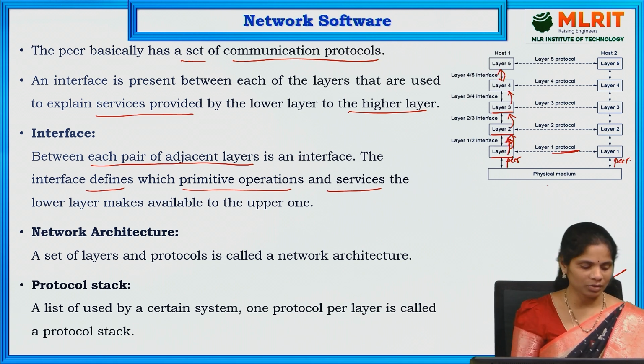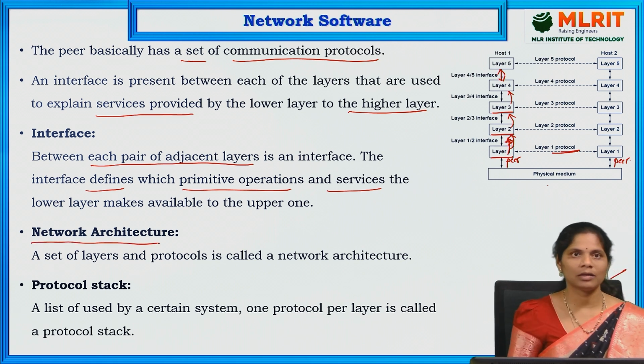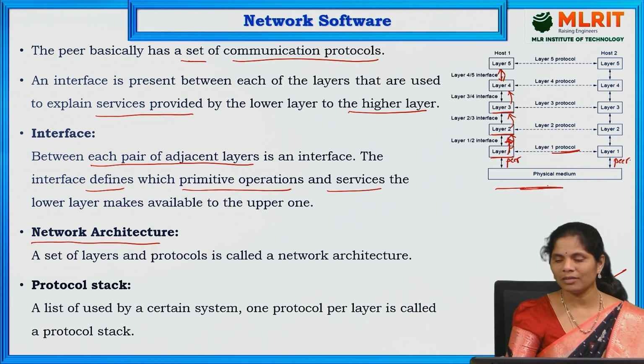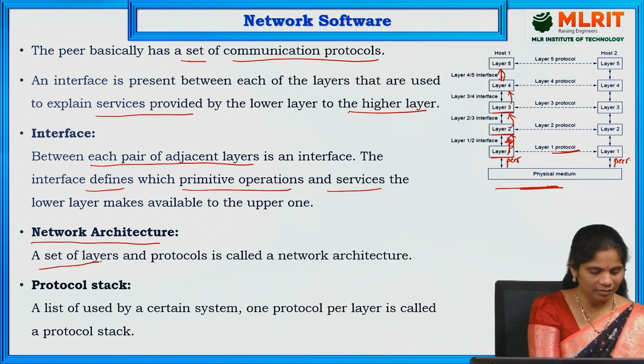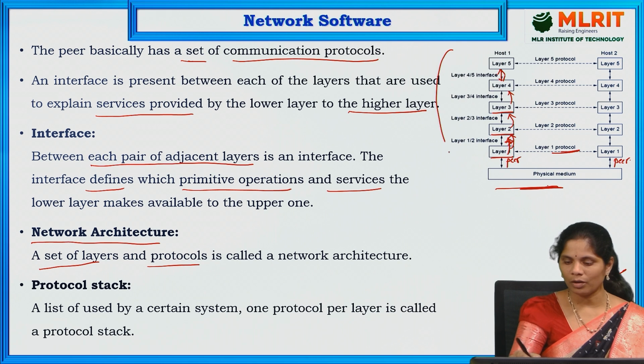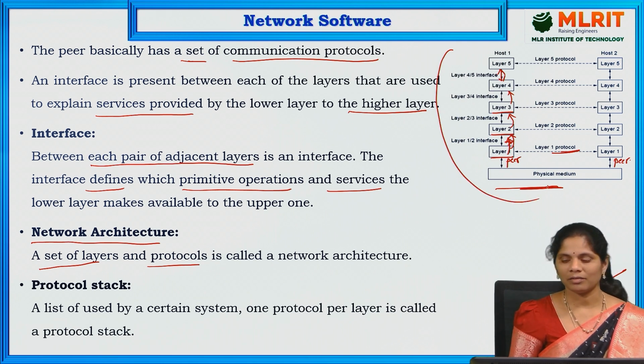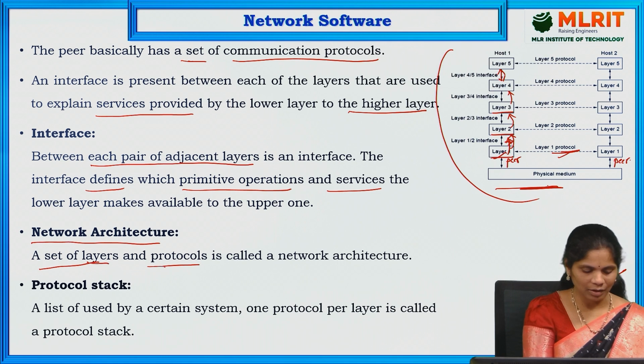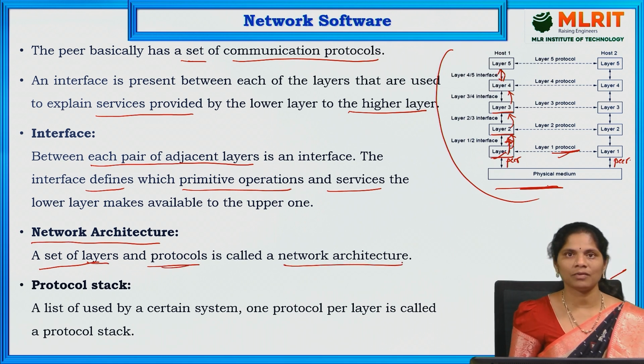That is about the interface. And coming to network architecture. What is network architecture in this diagram? It is a set of layers and protocols. This total is called a network architecture. It has the layers and, at the same time, the protocols. This set of layers and protocols we call a network architecture.